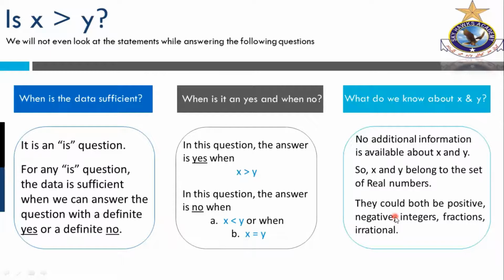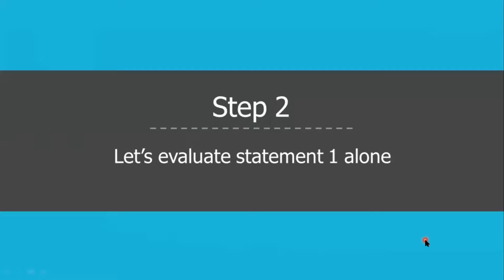They could both be positive, negative, integers, fractions, irrational, rational, even, odd, prime, whatsoever. There are so many types of numbers, so they can be any one of these numbers belonging to the set of real numbers. So that was step one.